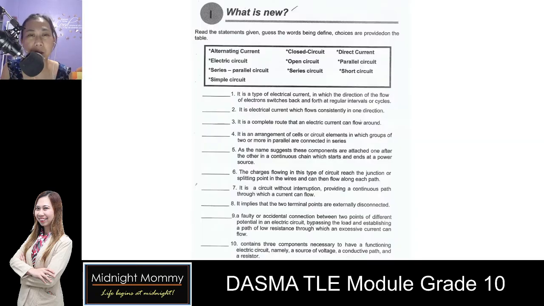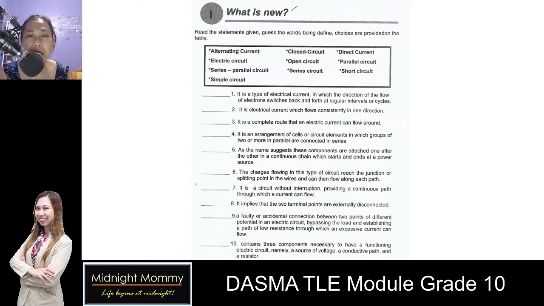Read the statements given, guess the words being defined, choices are provided on the table. Okay, so meron tayong choices dito, 10 items. So, magko-cross out na lang tayo dito. I-indicate ko na lang dito kung ano yung mga sagot per item. Okay, so start tayo sa number 1.